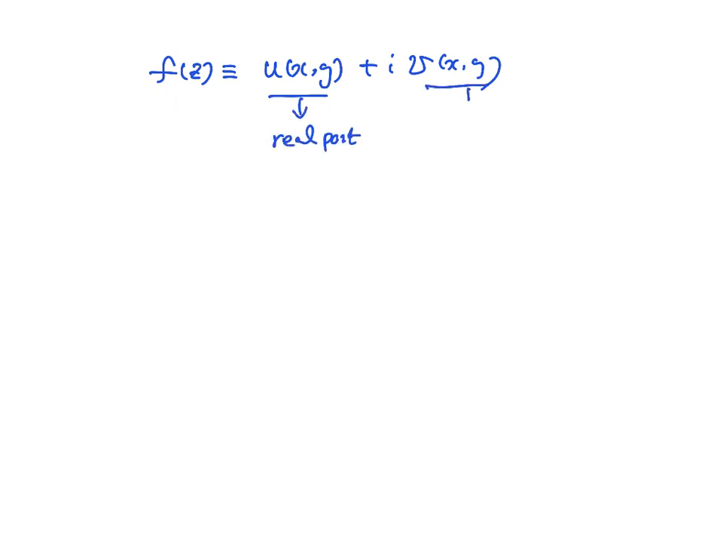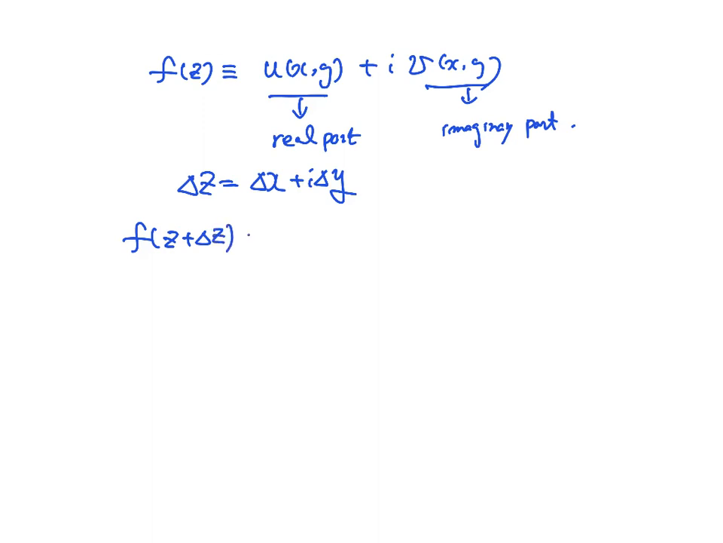Say f(z), we can define the real part and imaginary part of the function. And delta z is delta x plus i delta y, of course. So let's calculate this limit first.